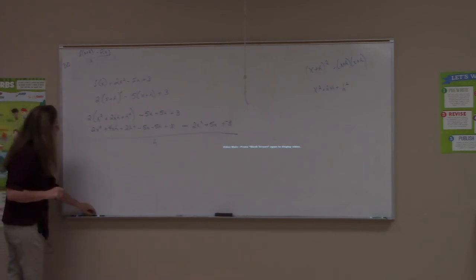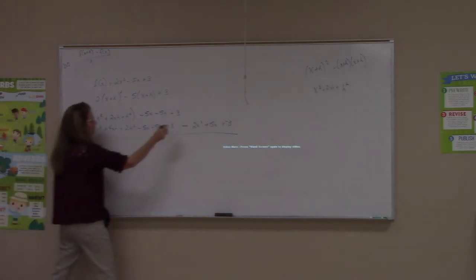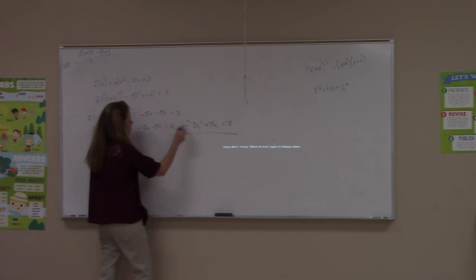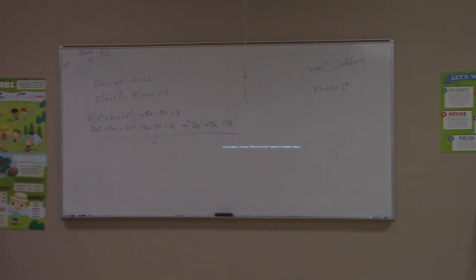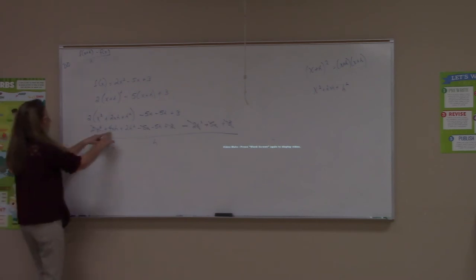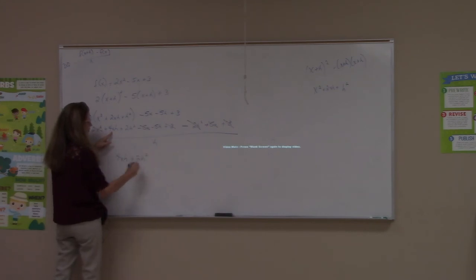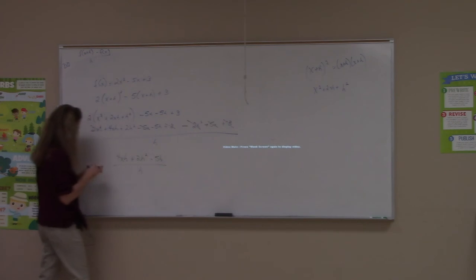And then you should be able to cancel. So my 2x squared is going to go away. My negative 5x, positive 5x, positive 3, negative 3. If you can't do that, then you did something wrong. That should be a huge red flag. Everything should cancel except terms with h's in it. So I have 4xh plus 2h squared minus 5h, all over h.